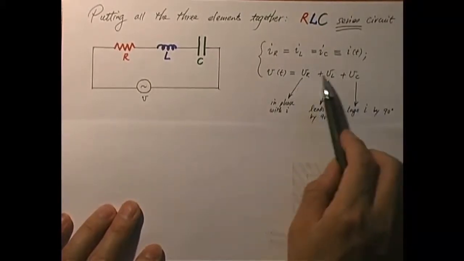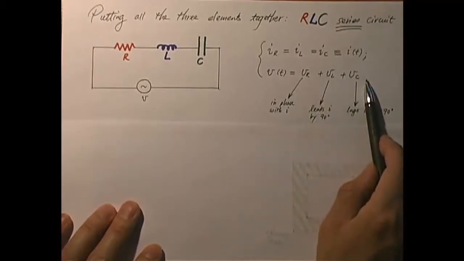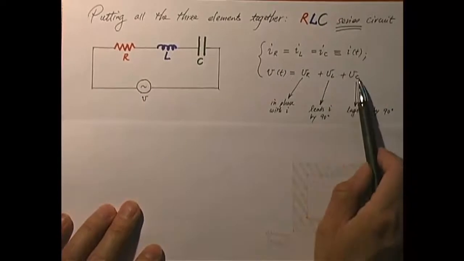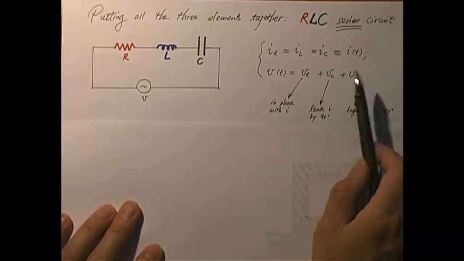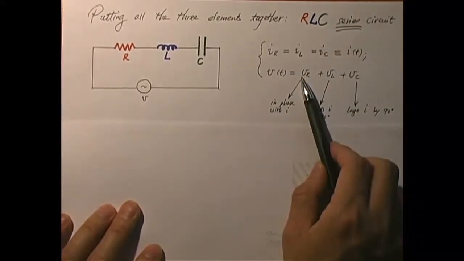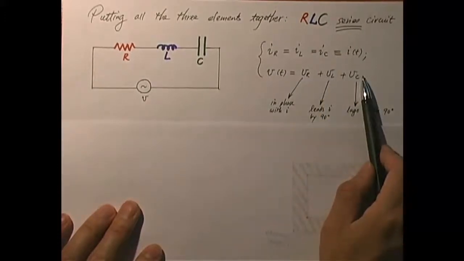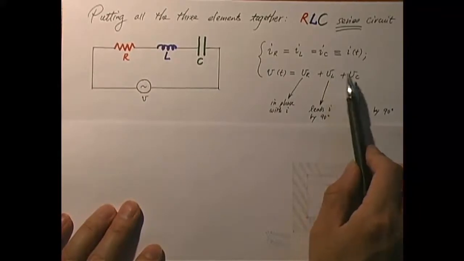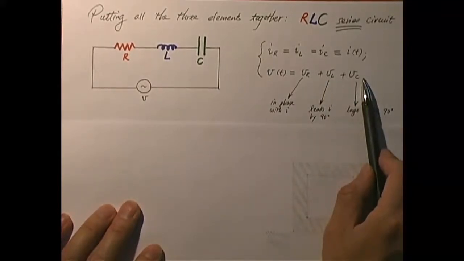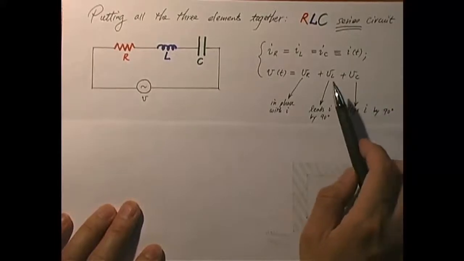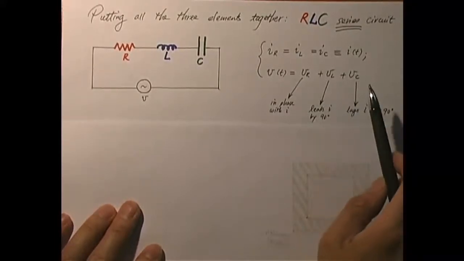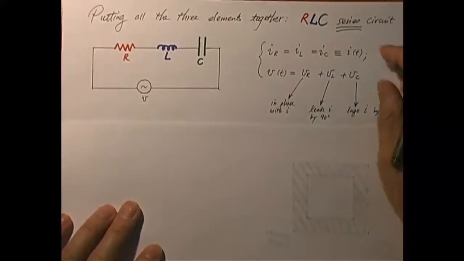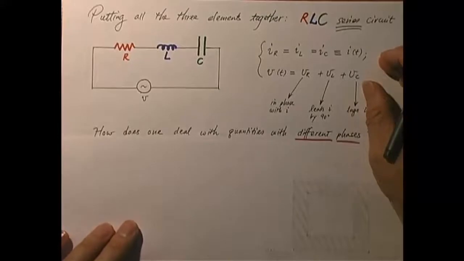So you're adding three functions with different phases. This is something new we have to deal with. You're adding three sine functions with the same angular frequency omega, but not the same phase. If this is a sine function, then this one is a cosine function, and this one would be a negative cosine function. We may encounter some difficulty adding these functions together because they don't have the same phase, sine and cosine. So how do we deal with that?